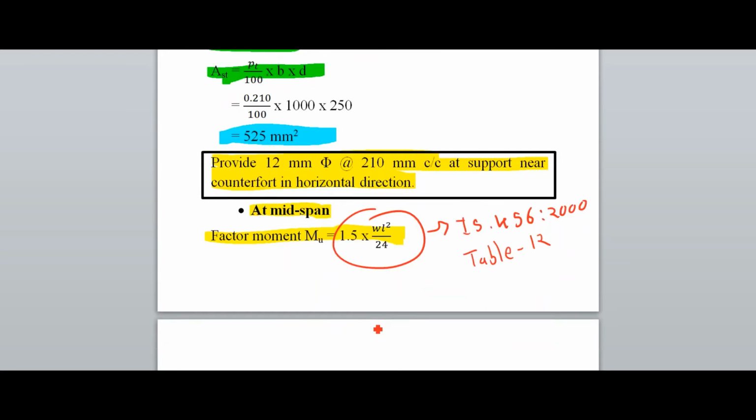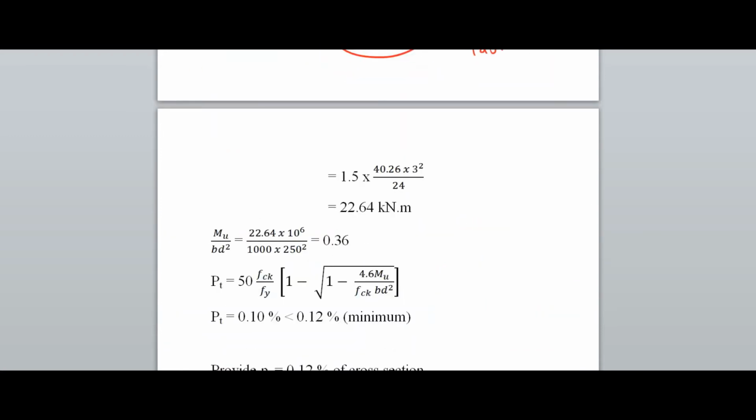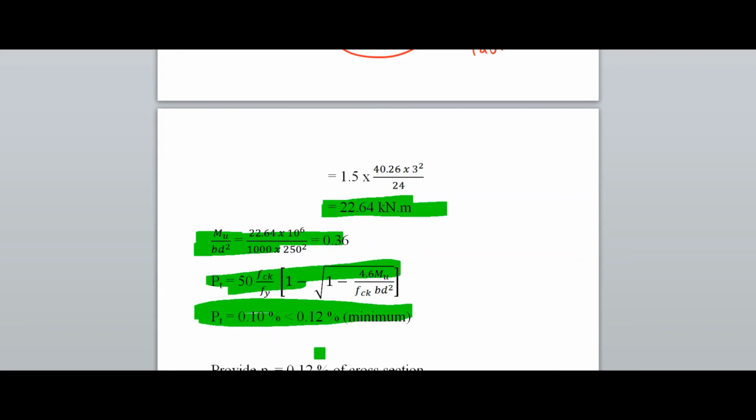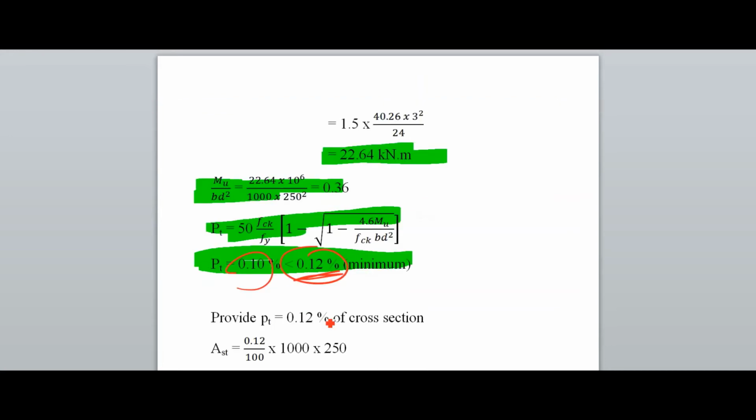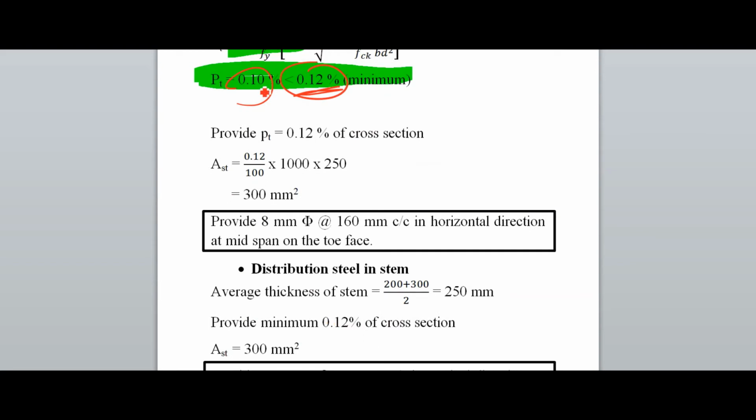So we are going to find out the moment. So moment is 22.64 after putting a value in the equation. So Mu = BD² PT. PT is less than 0.12, the minimum required is 0.12 percentage. So we found 0.10, so we follow the minimum 0.12 and provide PT as 0.12.